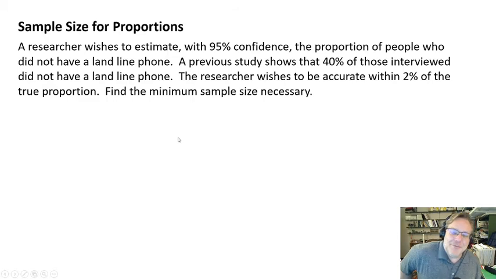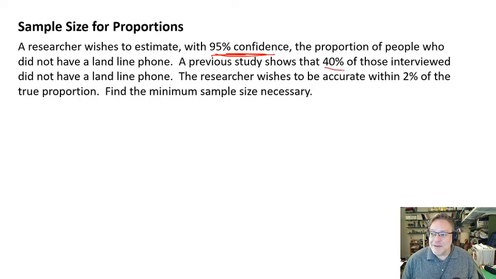So here's an example problem. A researcher wishes to estimate with 95% confidence, okay, that's going to be important, 95% confidence, the proportion of people who did not have a landline phone. I don't have a landline phone at my house, so I'd be one of those people. A previous study shows that 40% of those interviewed did not have a landline phone. Okay, so we have a previous estimate of this.